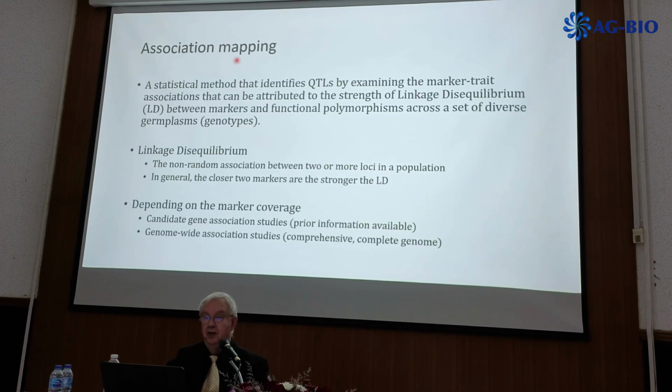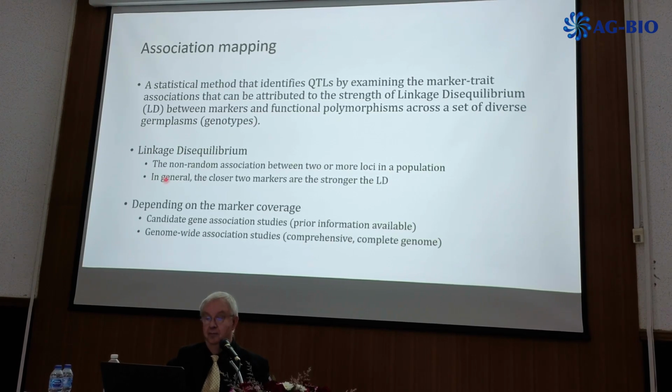And we're now coming to the association mapping. It is a statistical method that identifies QTL by examining marker-trait association that can be attributed to the strength of linkage disequilibrium. Don't worry, I'm going to explain to you what that is. Between markers and functional polymorphisms according to a large panel of different germplasms.